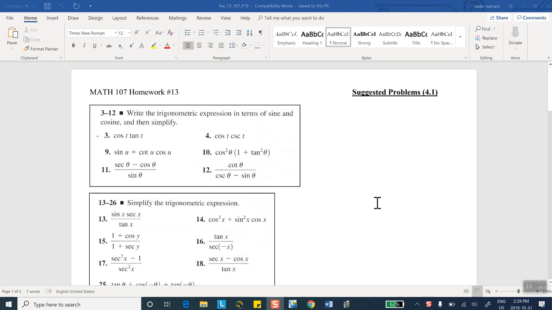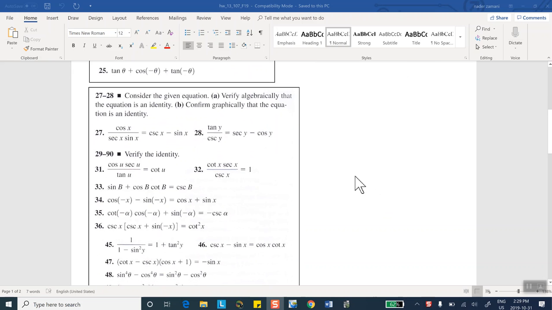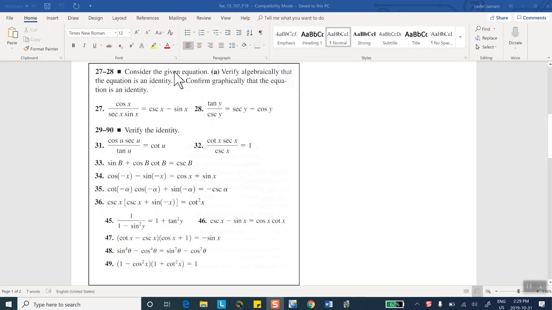This is the second video segment for homework number 13. So I'm dealing with proving these identities. There are two parts. It says verify algebraically, and that's what I'm going to do. And then it says confirm graphically. I'm not going to worry about part B, and I'll talk about it in class.